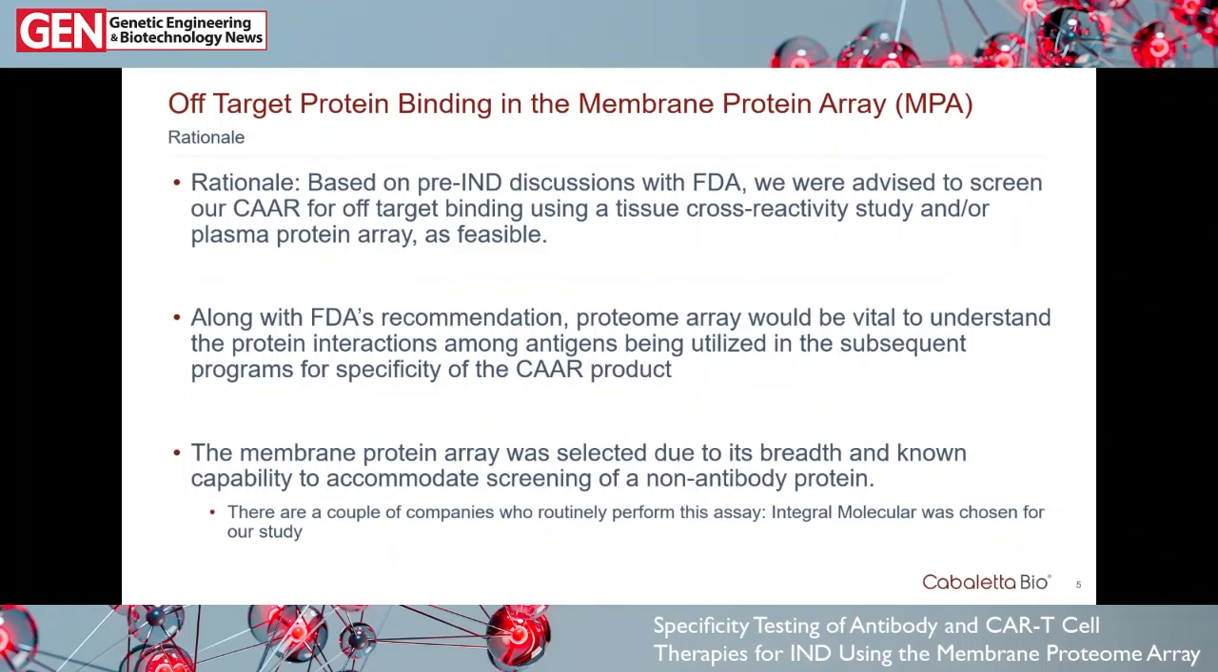The toss-up was between a tissue cross-reactivity study and a membrane proteome array. We decided to go with MPA as it had expanded breadth and known capabilities of accommodating screening of non-antibody proteins, which would be ideal for us. So multiple companies were shortlisted for this task. However, we ended up choosing Integral Molecular. I will definitely talk more about why we chose them in the next few slides.